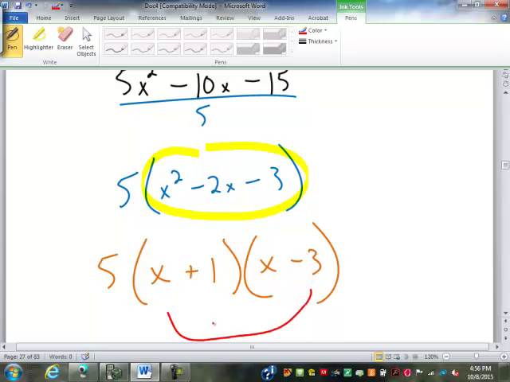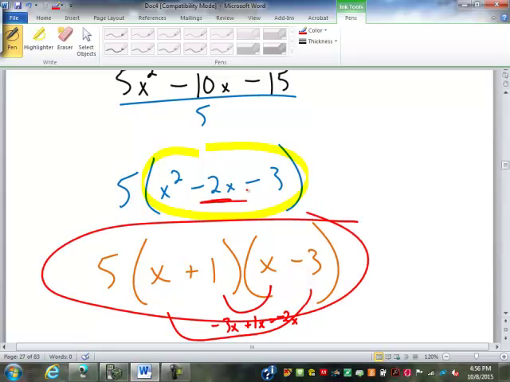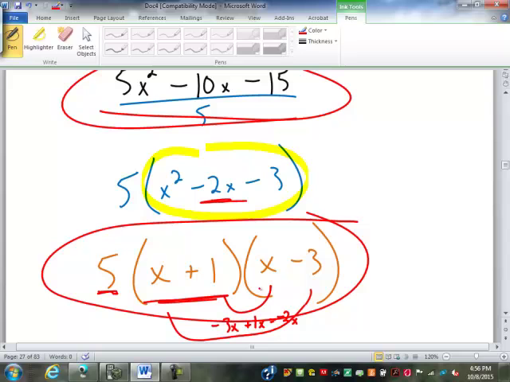X times negative 3 is negative 3x. 1 times x is positive 1x. That does give us negative 2x. So 5x squared minus 10x minus 15 factors into 5 times x plus 1 times x minus 3.